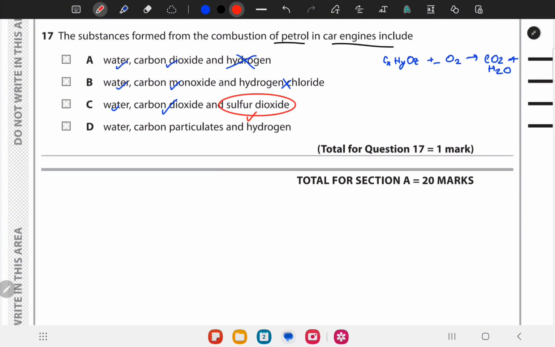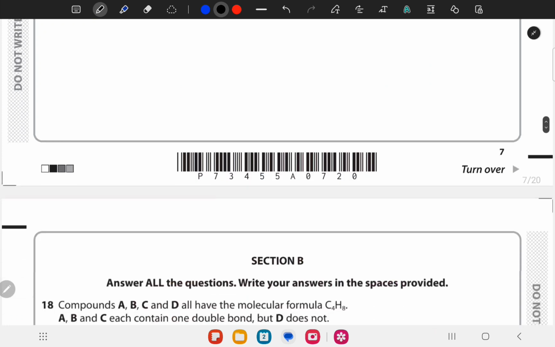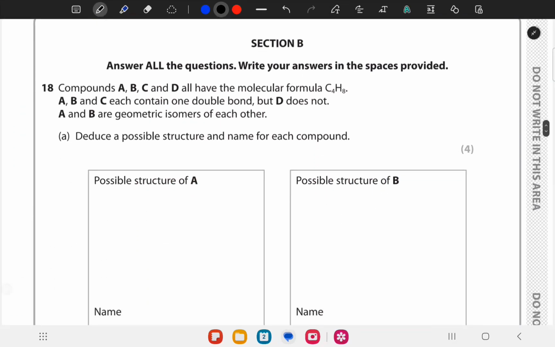If you don't remember that fact, you can also look at the last question and eliminate the wrong answers. So in part D, water will form, carbon particulates will form, including CO2, CO and C itself. Hydrogen, however, won't form, so this is not the answer. B is not the answer, A is not the answer, so C must be the answer. And with that, we're done with the MCQs. Moving on to section B.